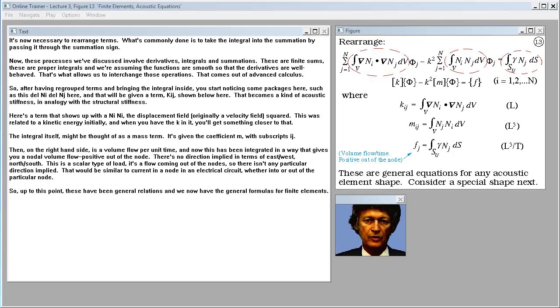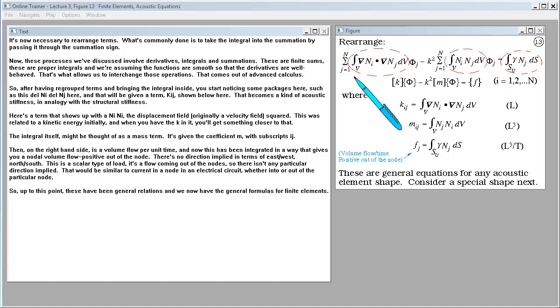It's now necessary to rearrange terms, and what's commonly done is to take the integral into the summation by passing it through the summation sign. Now these processes we've discussed involve derivatives, integrals, and summations. And these are finite sums, these are proper integrals, and we're assuming that the functions are smooth so that the derivatives are well behaved. And that's what allows us to interchange those operations. That comes out of advanced calculus.